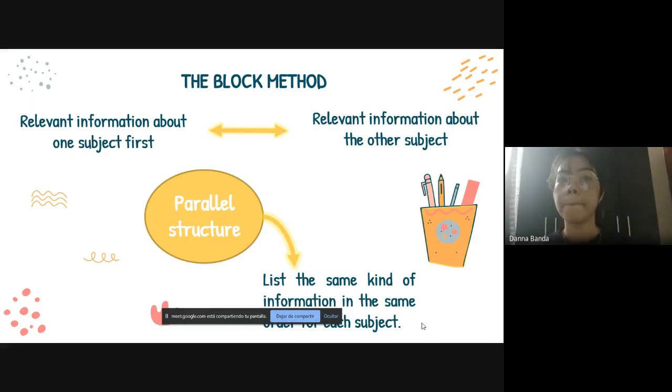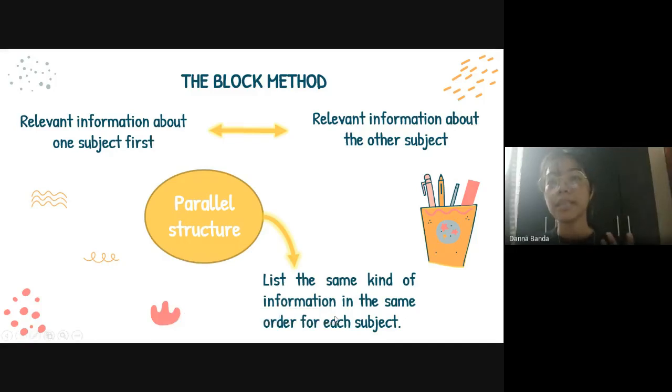Okay. For example, if you compare two modes of transportation, a car and a bicycle, for the convenience and ease of use, for safety, and for cost, you must provide the information for both modes of transportation, and you must list the same kind of information and in the same order, right? Okay, next one.